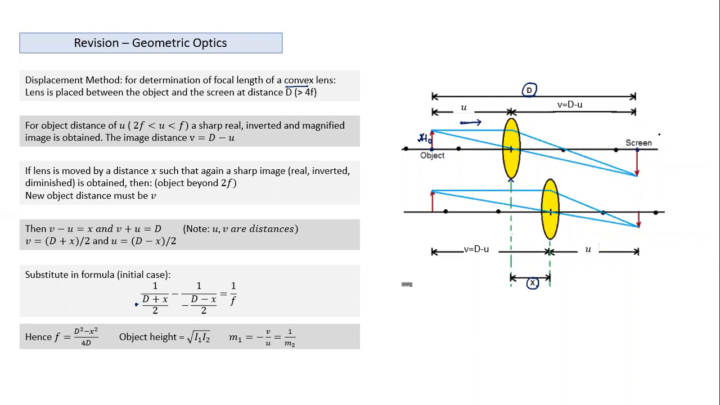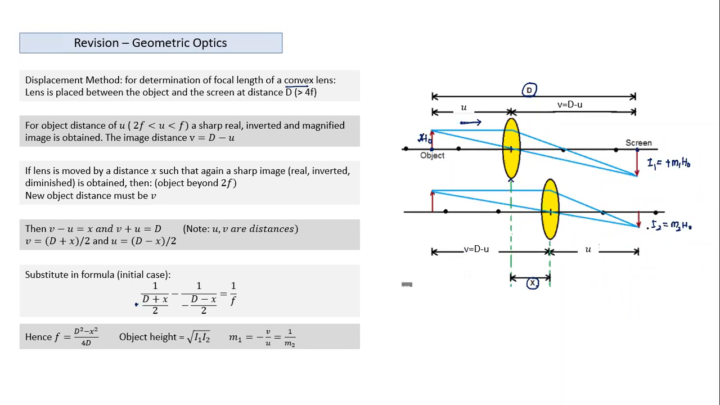In the first case, magnification is minus v by u. So what will be the image size here? Image size will be equal to m1 into h naught. And in the second case, I2 will be equal to m2 into h naught. But what is m1 and what is m2? We will very easily notice m1 is equal to minus v by u and m2 is equal to minus u by v. They are inverse of each other.